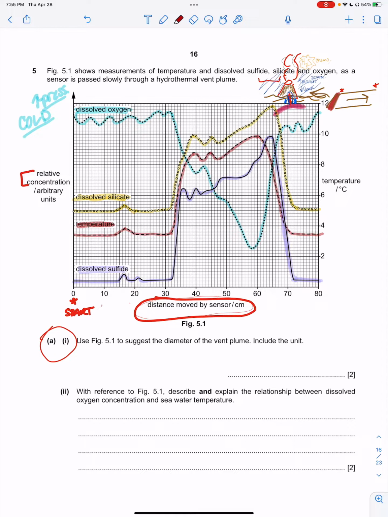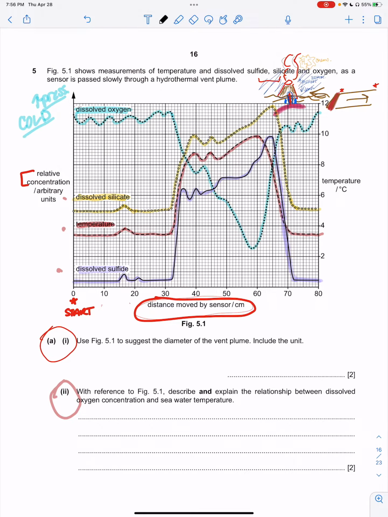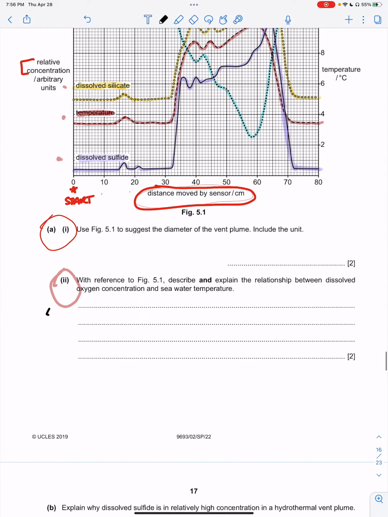All right. Before I even read a question, but it does say suggest the diameter of the vent plume. Before I'm reading this one, I'll try to make sense of it. So we can see that, right? You have high oxygen here, and then all of a sudden, bloop, it plummets. Bloop, it plummets. What's causing it to plummet? It's either going to be silicates, temperature, or dissolved sulfide. It's temperature. So remember, we've talked about this all the time throughout the year. High temperature is going to cause low gas solubility. So that actually is this question.